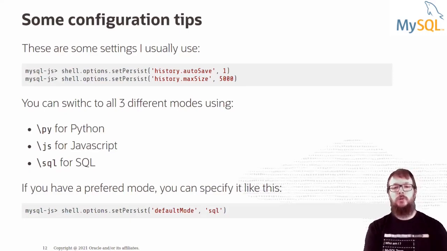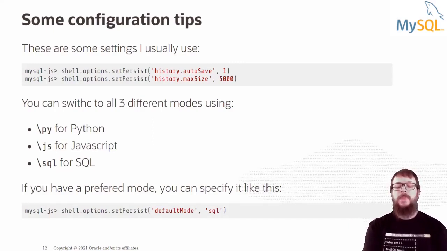If you want to switch between the modes in the shell, you can do /py to go to Python, /js to go to JavaScript, /sql to go in SQL mode. By default, if you don't configure anything, you will be in JavaScript mode. If you prefer that every time you use the shell, you are in SQL mode, you can also set up an option for that. And this option, it's called defaultMode, right? So you do shell.options.setPersist defaultMode sql. So easy. Now we have a nice SQL shell where you can start to work, right?